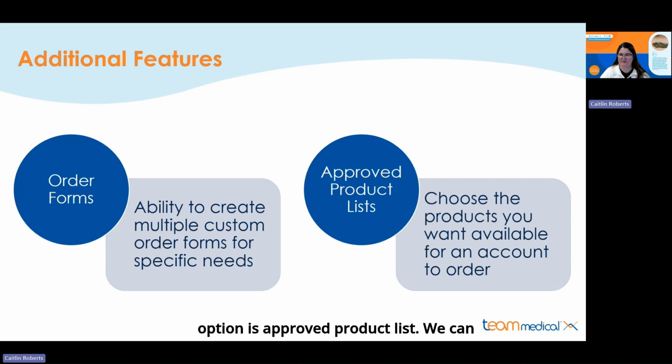Another popular option is approved product lists. We can limit the amount of products that are available to order. For example, we sell lots of different gloves. We can limit the options to one specific brand. Now let's jump in and take a look at our order approval hierarchy system in action.